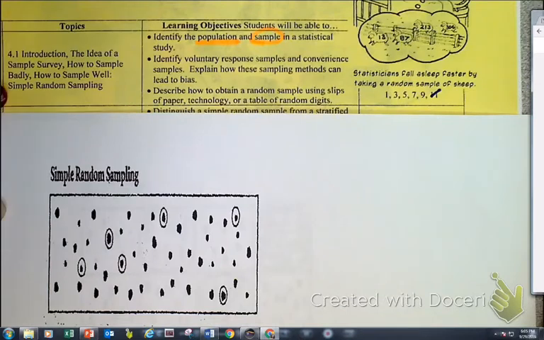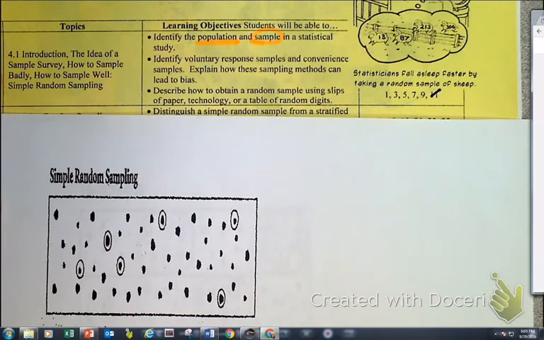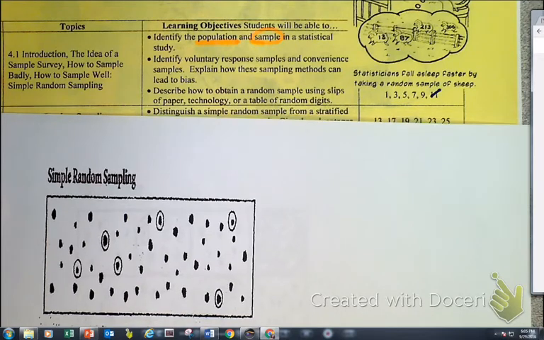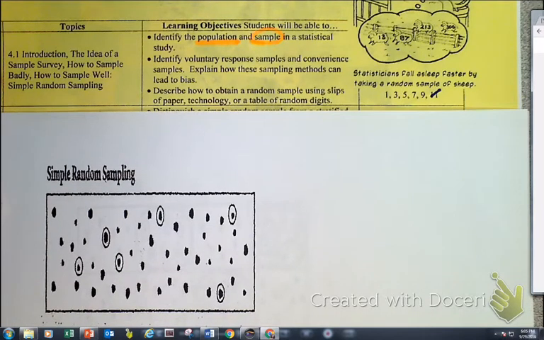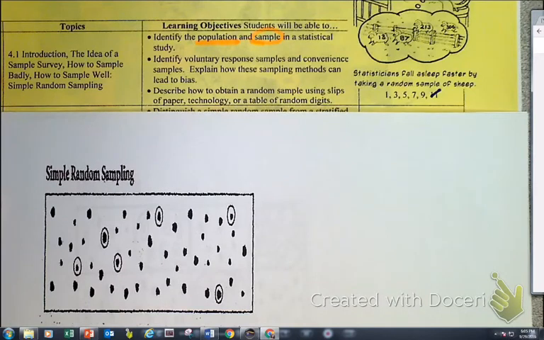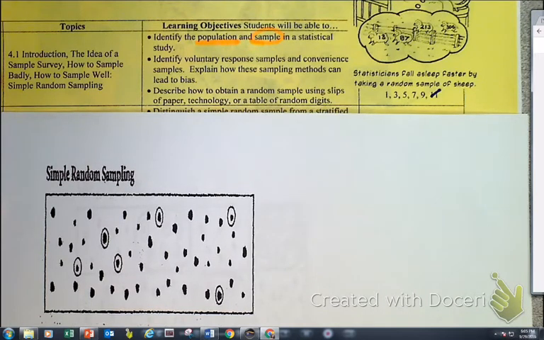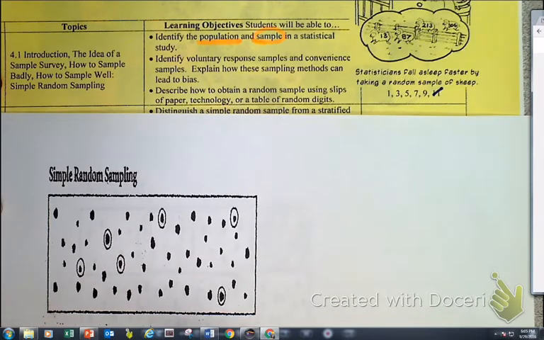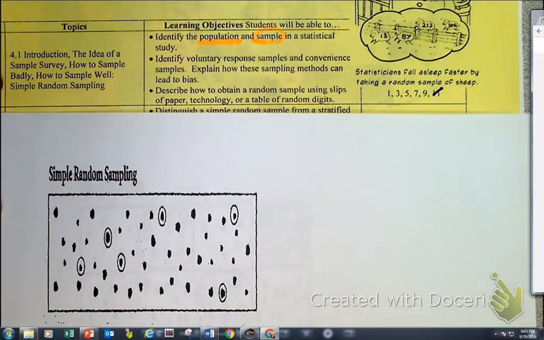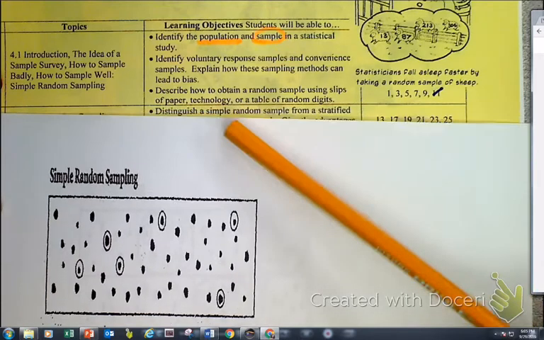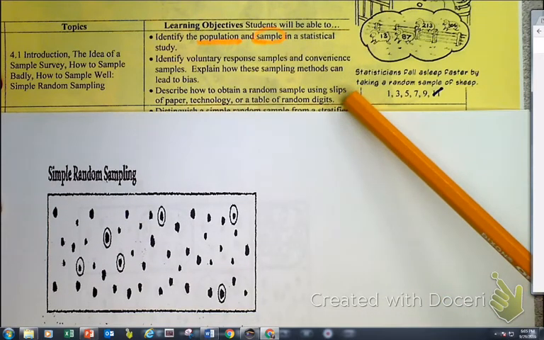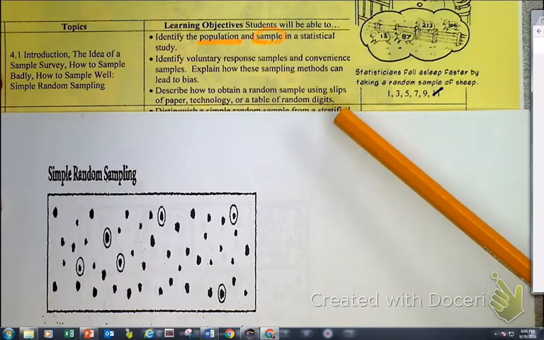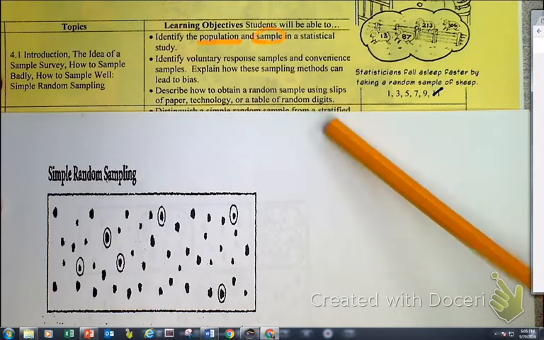So what good things are we talking about? We are talking about sampling, but taking away bias. So we're talking about the idea of random sampling, specifically random sampling and simple random sampling. So the objective for this video is that we are going to describe how to obtain a random sample, whether it's pieces of paper, technology, or from our random digit table.